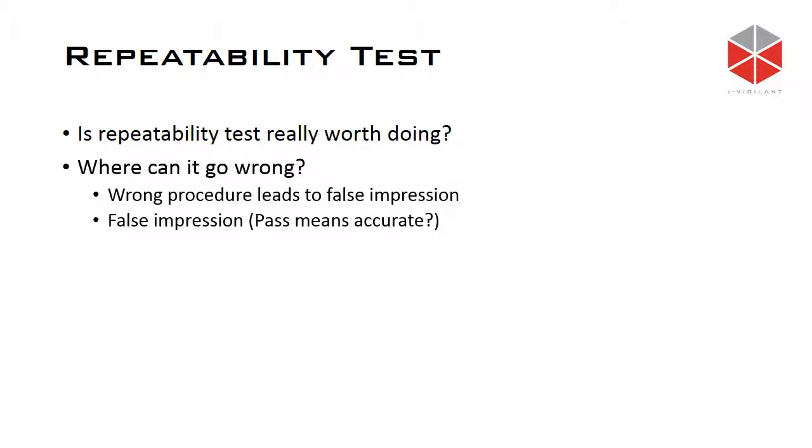The other thing is the false impression that pass means accurate. People start doing repeatability tests and it always passes, so they think my GC must be right because it always passes. Actually, if it's configured wrongly, it can be repeatedly wrong, because a GC is quite a dumb device. It's only as good as how we configure it. So a repeatable result doesn't really mean accurate. Repeatable means that the GC can measure the same thing in a repeatable manner.